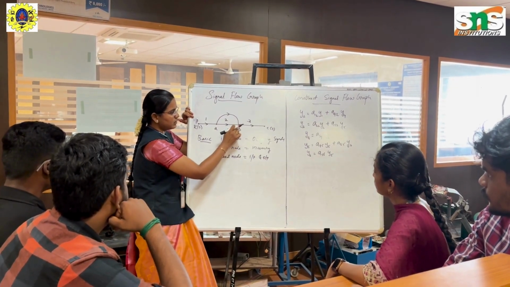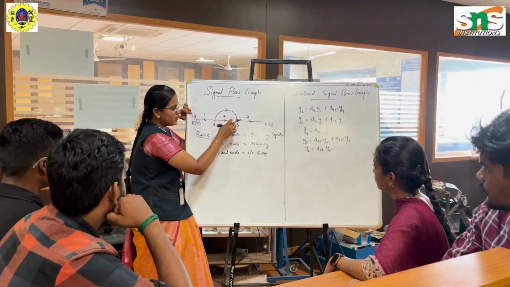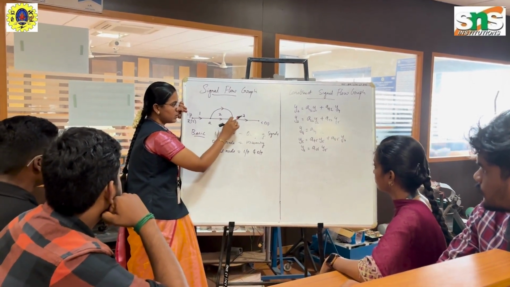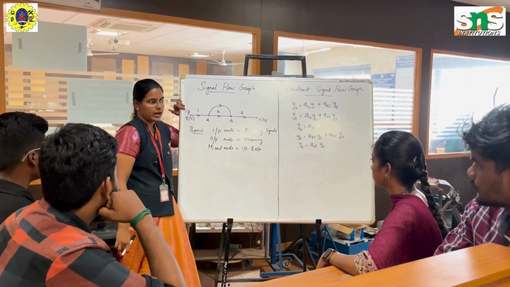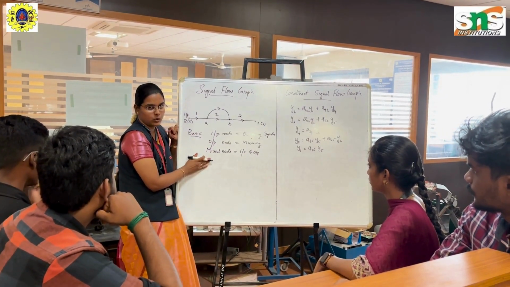Let us take this node. It acts as an output node as well as an input node, so this node acts as my mixed node. So I have three basic nodes: input node, output node and mixed node.